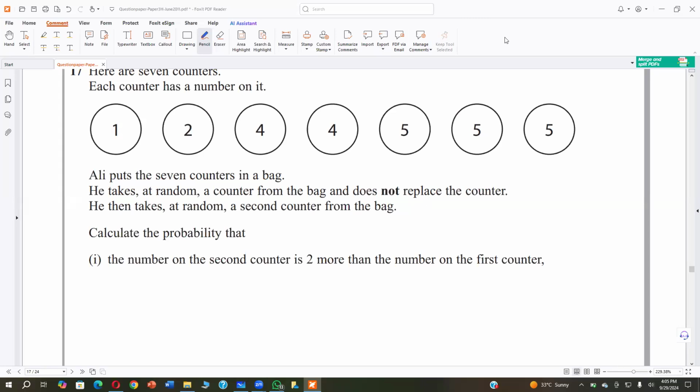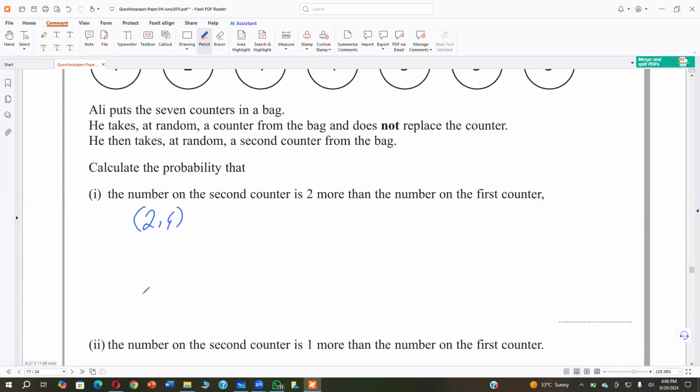So we can make combinations. The number on the second counter is 2 more than the number on the first counter. So I can't take 1. Can I take 1? No. I take 2, and 4 is 2 more than the first counter. No other choice. That's all. Okay, 2 comma 4.